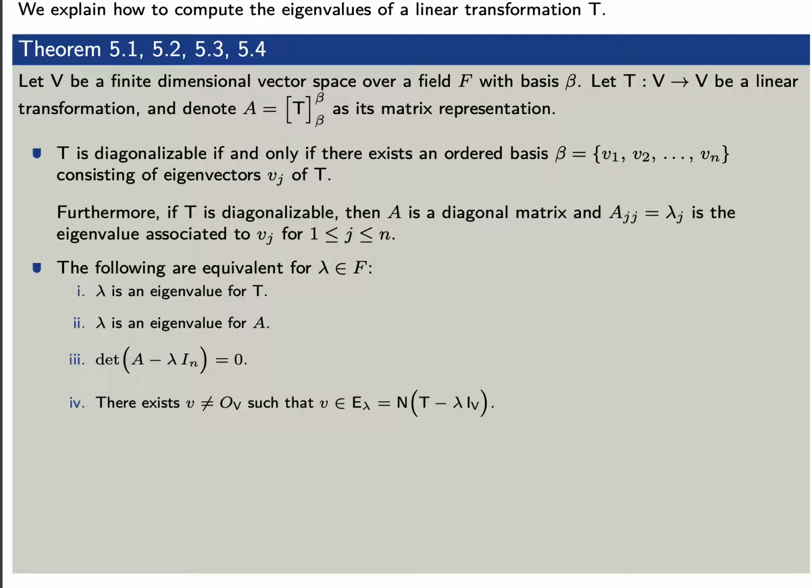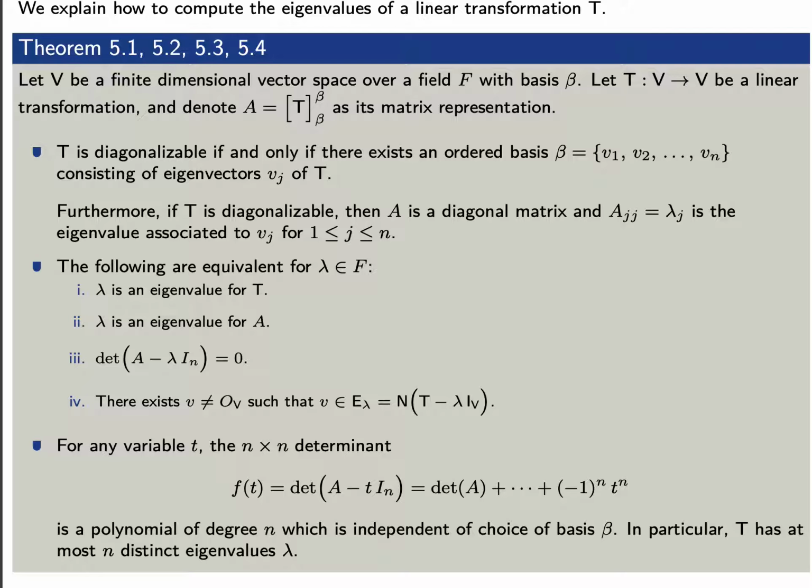We also found that the following four statements are equivalent for any scalar lambda. First, lambda is an eigenvalue for our linear transformation T. Second, lambda is an eigenvalue for our matrix representation A. Third, the determinant of A minus lambda I_n equals 0. And fourth, there exists a non-zero vector v in the eigenspace for lambda, that is, the null space of the linear transformation T minus lambda I_V.